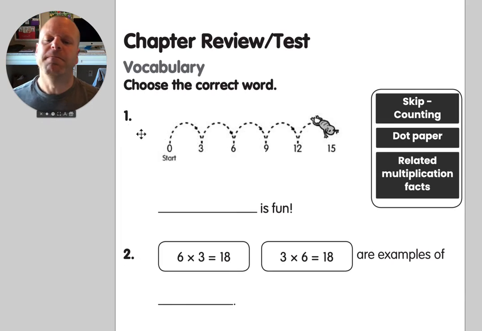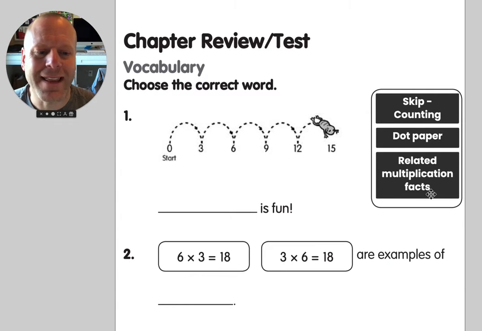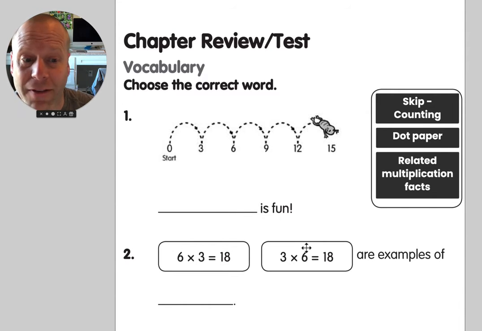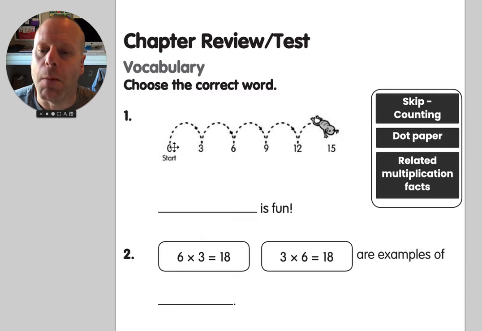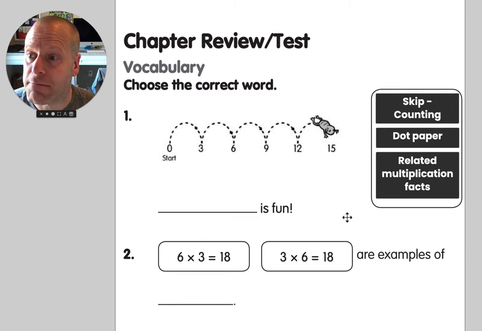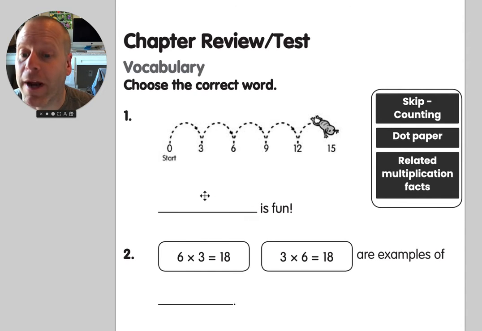All right. First, you're going to be using these words to describe what's going on in these pictures and problems. There are 3 choices, but I only think you need 2 of them. So one of them is up there to kind of fool you. Okay? What is happening here? Is that called skip counting? Is this called dot paper? Or is this called related multiplication facts? Drag the right answer to the line. You're just going to move it over.